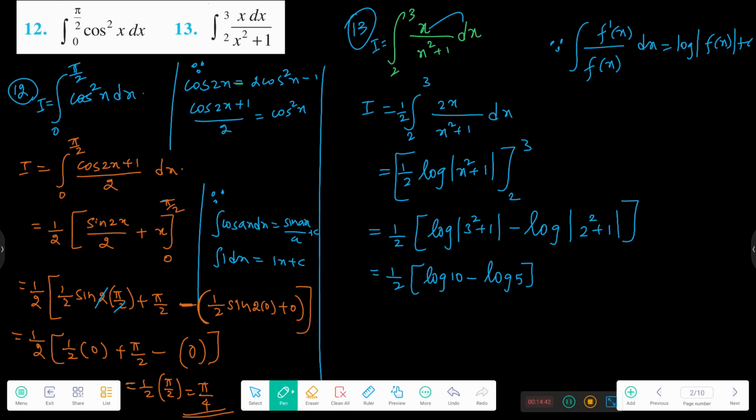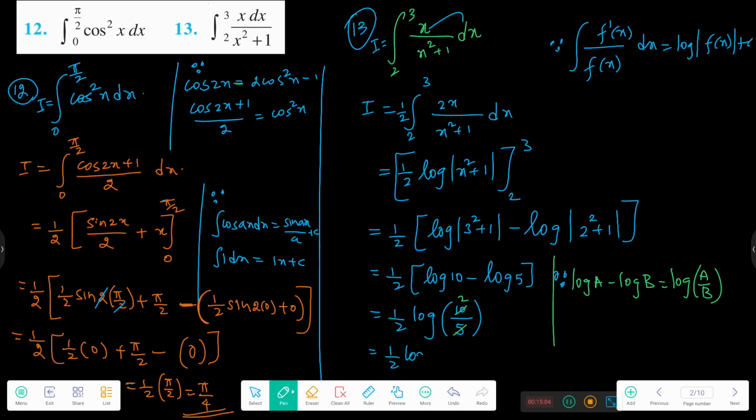So this looks like a formula: log a minus log b is equal to log a by b. That formula I am going to use. So 1 by 2 let it be log, a value 10, b value 5. When you cancel, what am I getting? 2. So 1 by 2 into log 2 is my required answer for question number 13.